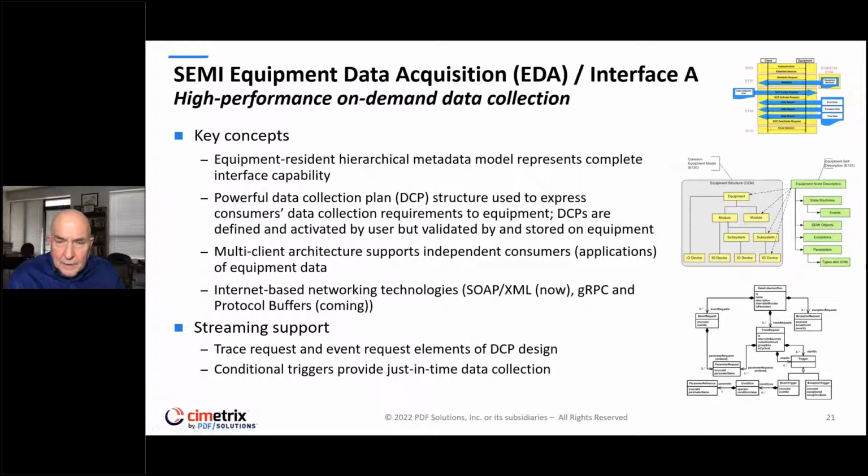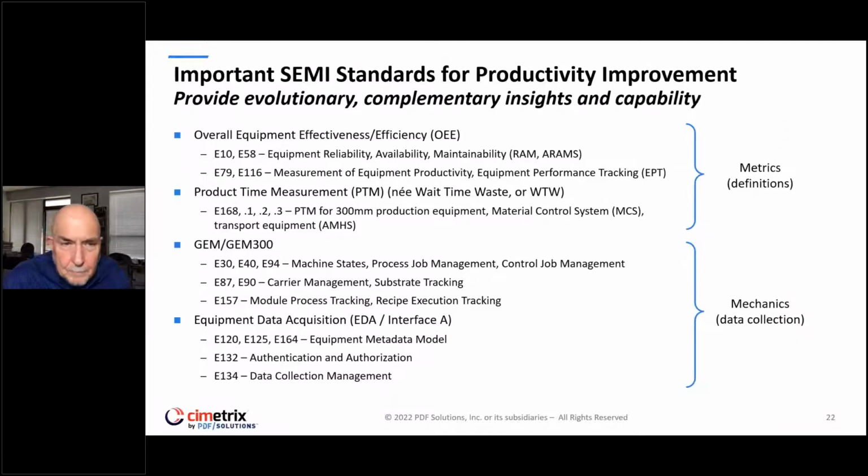But it has a very powerful data collection architecture for data collection plan that you see there, and that includes also event requests and trace requests. These are the pieces of the EDA standard that you use for creating data collection plans, and then therefore reports that the tool generates that support streaming data collection. Okay, SIMI doesn't handle not just connectivity metrics, but the productivity ideas that I discussed are well supported by a spectrum of industry standards also.